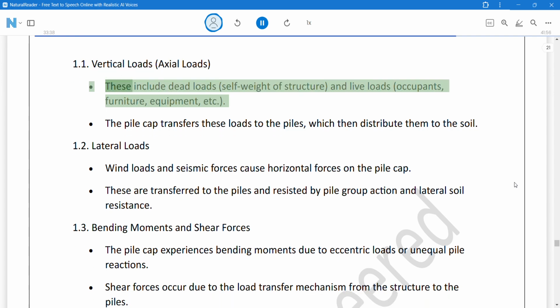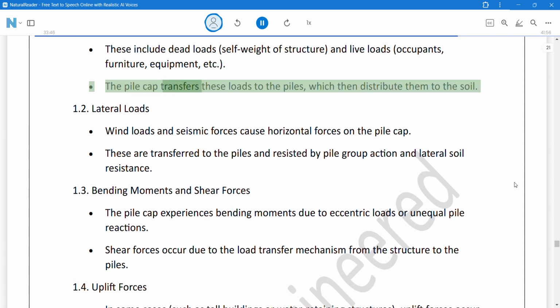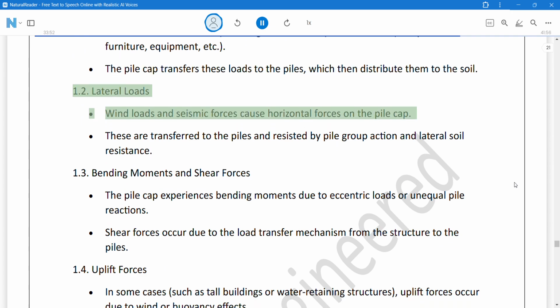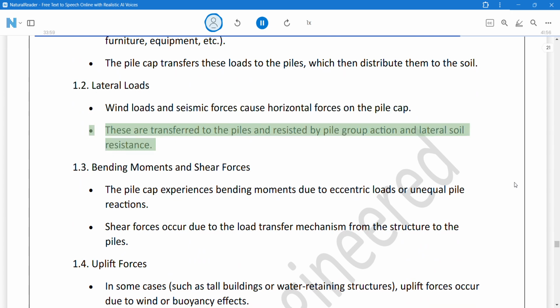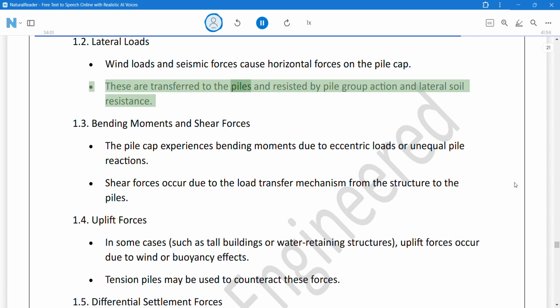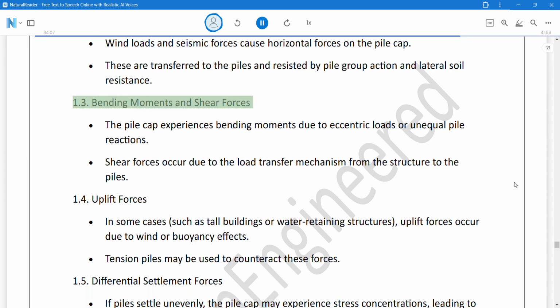1.1 Vertical loads. These include dead loads and live loads. The pile cap transfers these loads to the piles, which then distribute them to the soil. 1.2 Lateral loads. Wind loads and seismic forces cause horizontal forces on the pile cap. These are transferred to the piles and resisted by pile group action and lateral soil resistance.